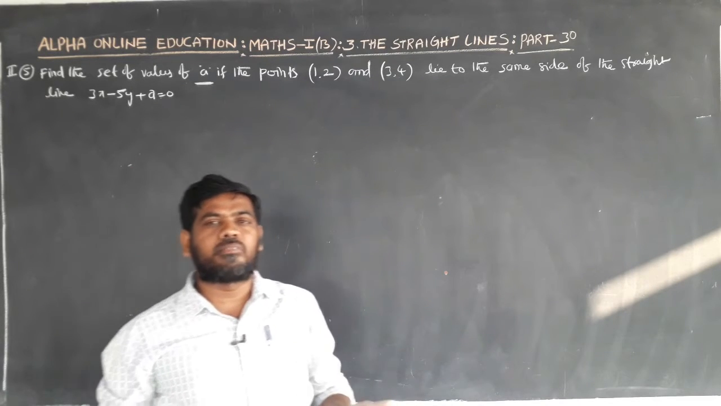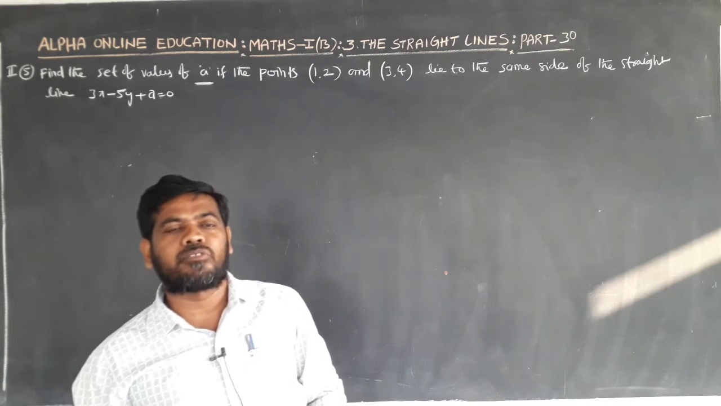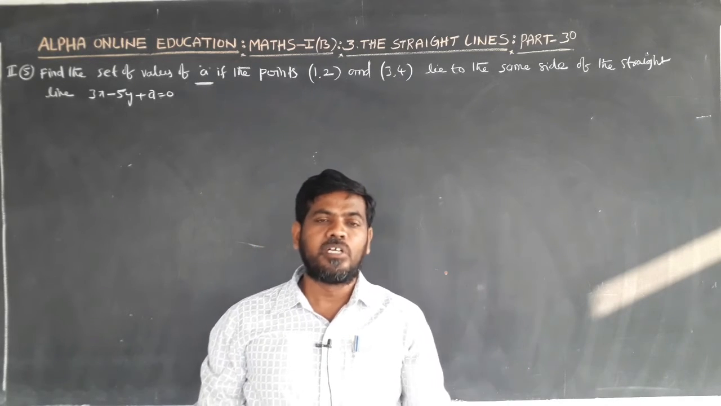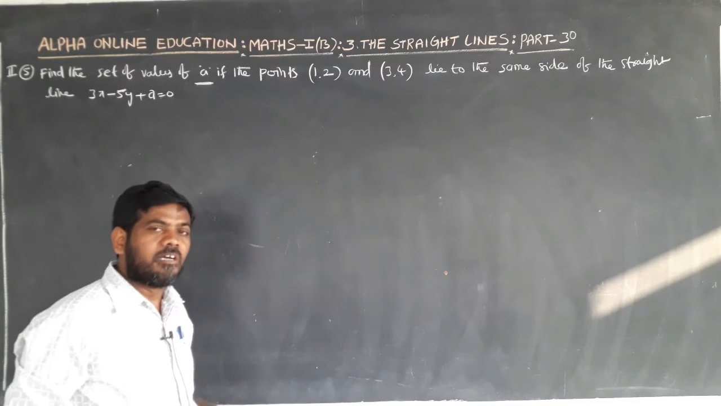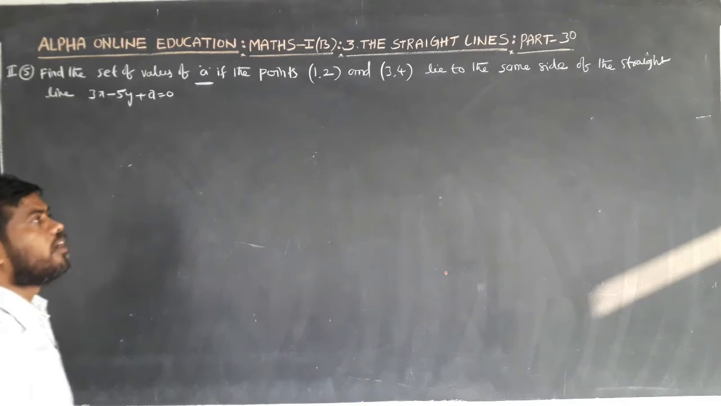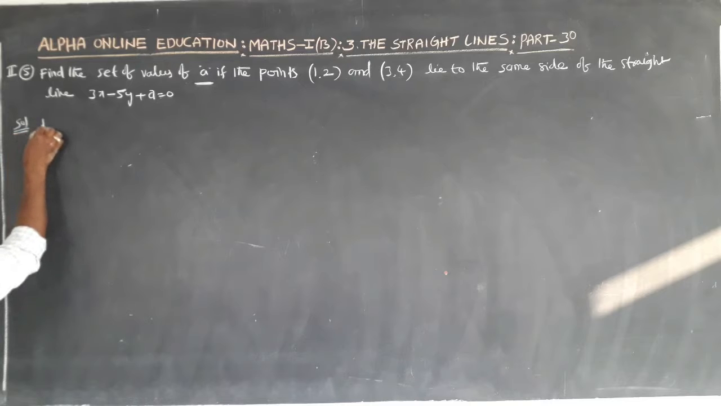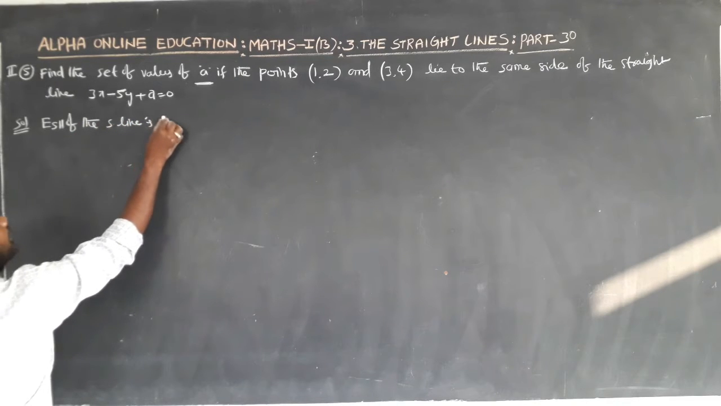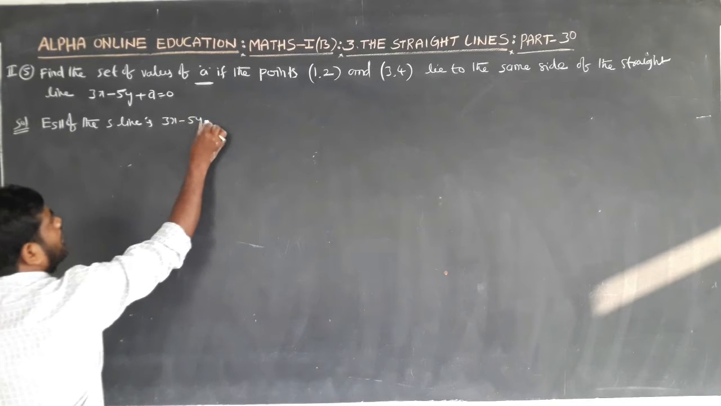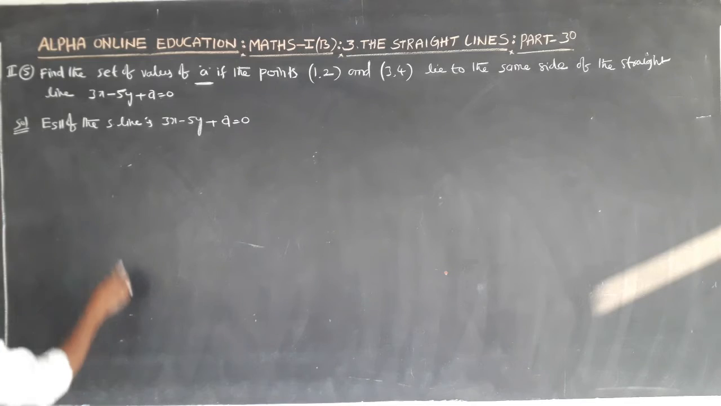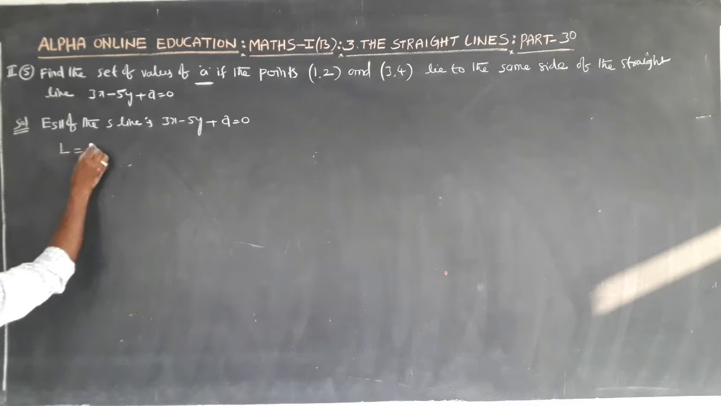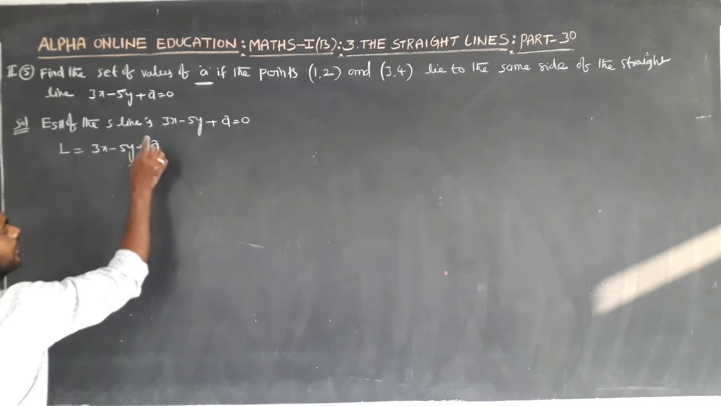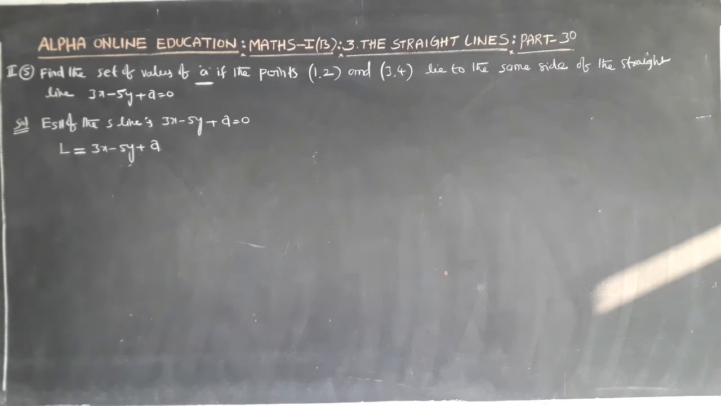If the points lie on the same side of the line, it means L11 and L22 have the same sign: both are positive or both are negative. Positive means greater than 0, negative means less than 0. First we find the L11 and L22 values. The equation of the straight line is 3x minus 5y plus a is equal to 0. Let the equation of the line be L equal to 0, which means L is equal to 3x minus 5y plus a. This is the equation of the line.